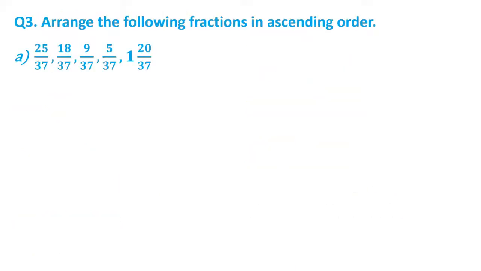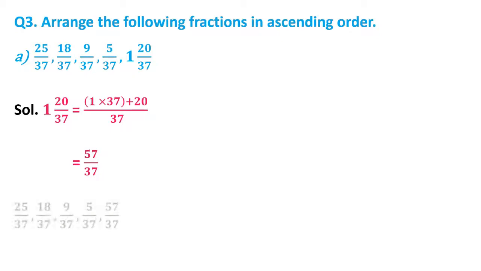So children, you can see here we have got the question, arrange the following fractions in ascending order. So you can see all the fractions are like fractions, as these all have the same denominators, only this one is a mixed fraction, so we will convert it into an improper fraction. So we get 1 into 37 plus 20, the whole divided by 37, that is, whole number into denominator plus numerator, the whole divided by 37. So 1 into 37 is 37 plus 20 is 57 by 37 we get.